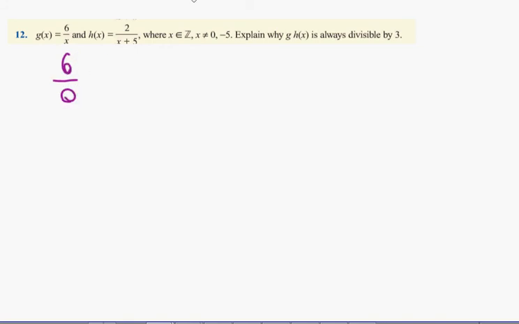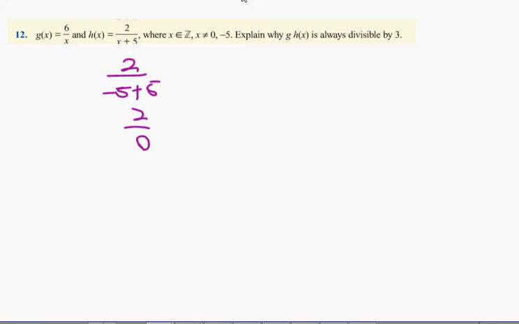Why can't x be minus 5? Because 2 divided by minus 5 plus 5 is 2 divided by 0, which is once again undefined. The function cannot go by that number. It's an asymptote. The function won't go through that if you draw it out.